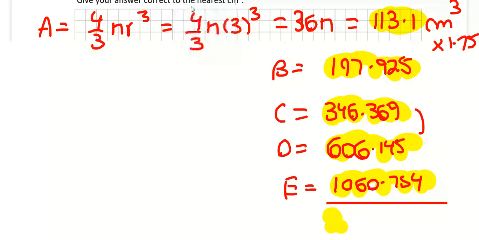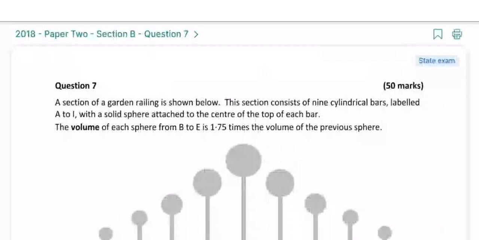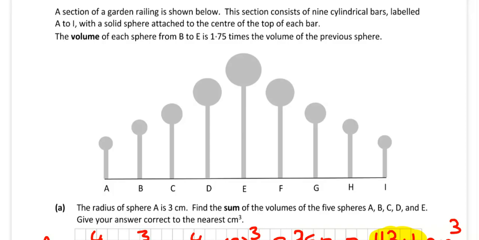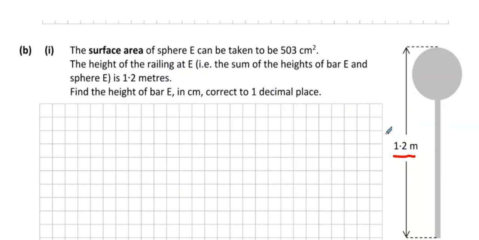2324 centimeters squared. Yeah. What do you think of that question? Same as cubed, by the way, because it's volume. But yeah. Okay. The surface area of sphere E is 503 centimeters squared. Is sphere E the biggest one? Yeah. So the biggest sphere has a surface area of 503 centimeters squared. The height of the railing E is 1.2. So the sum of the heights of bar E and sphere E is 1.2. Find the height of bar E correct to 1 decimal place.